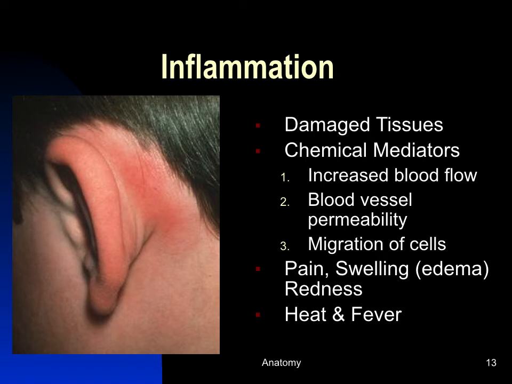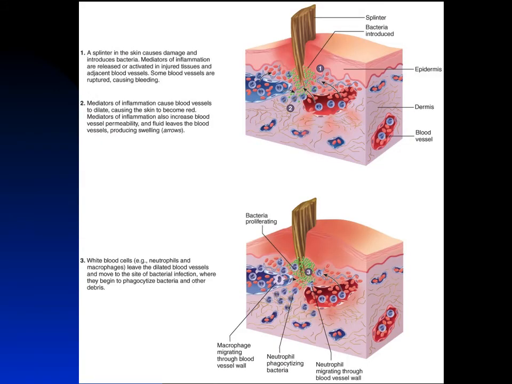The blood vessels also leak, so the tissue swells, it becomes edematous, and this leakage of fluid causes it to become reddened and swollen and hot, and then you get the migration of immune cells in there. So this is what causes inflammation. The typical symptoms are pain, swelling, redness, heat, and it may cause fever. You may get loss of function. And this is typical after an injury.